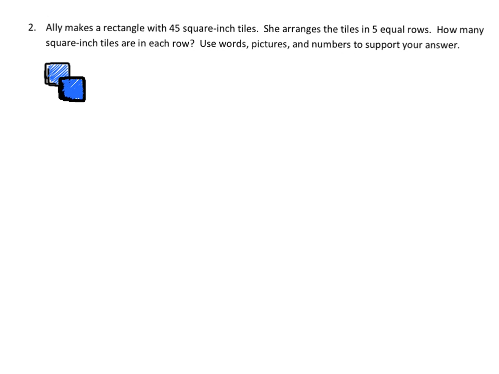So in this problem, we have Allie, and she makes a rectangle with 45 square inch tiles. And she arranges the tiles in 5 equal rows. Then the question is, how many square inch tiles are in each row? So first, let's get the idea of what this 5 equal rows is going to look like.